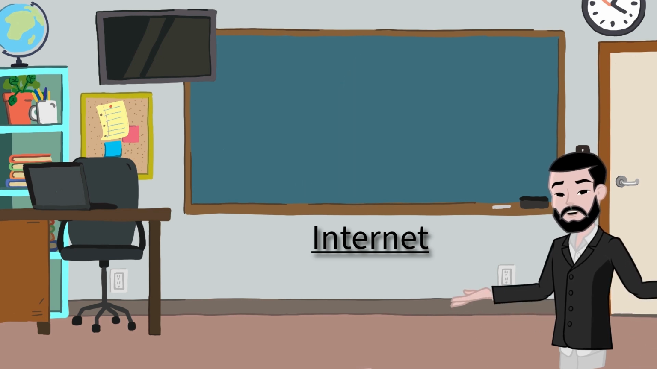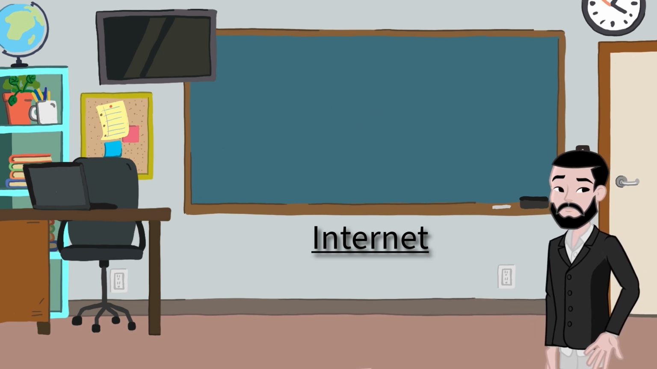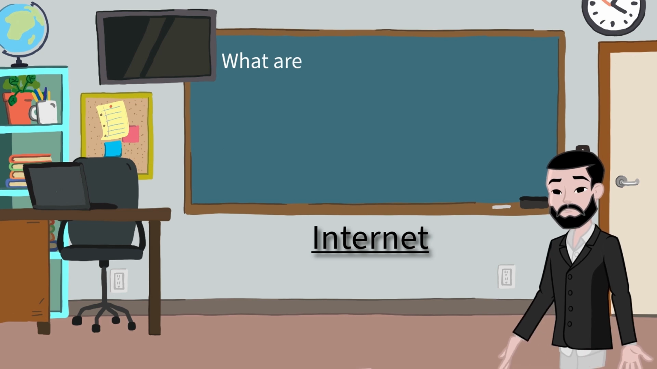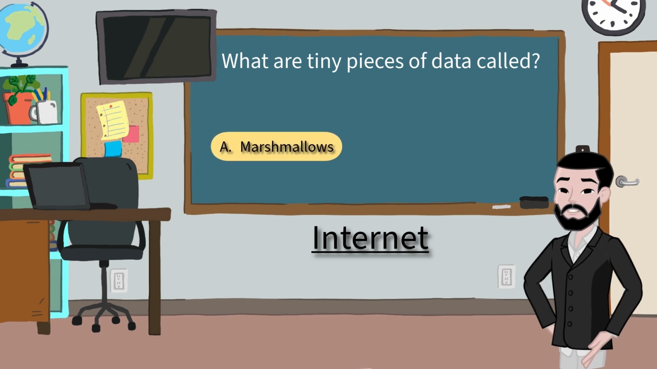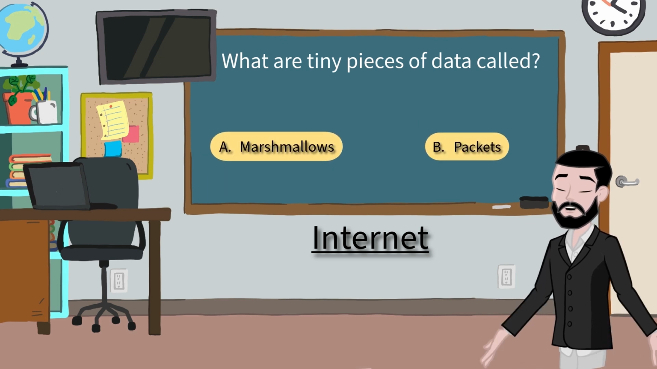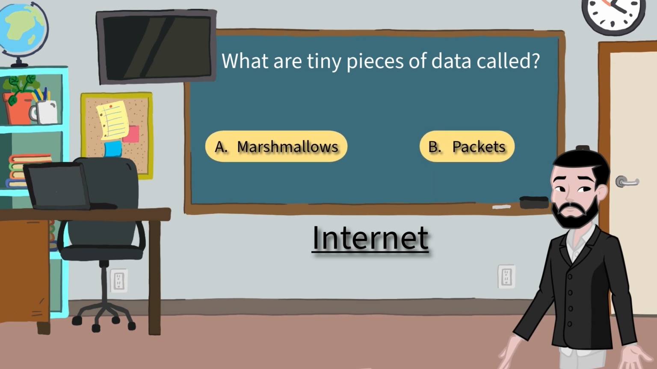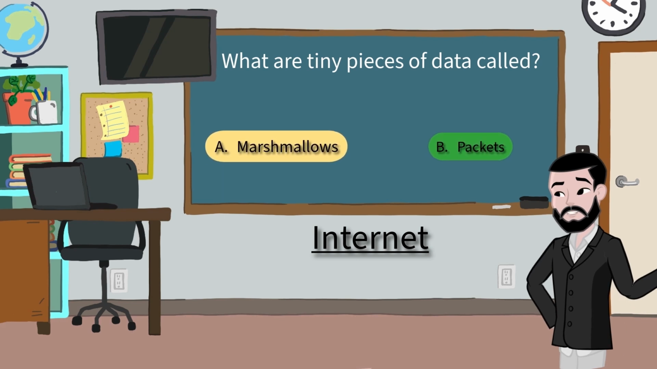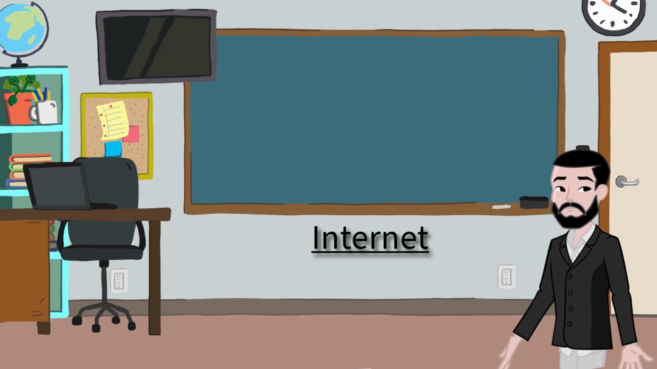Alright, smart cookies, quiz time. Let's see what you've learned. Question 1. What are tiny pieces of data called? A. Marshmallows. B. Packets. That's right. It's option B, packets.